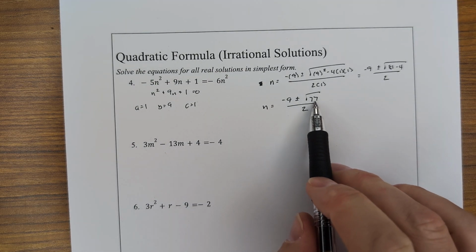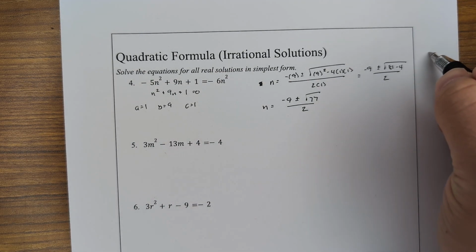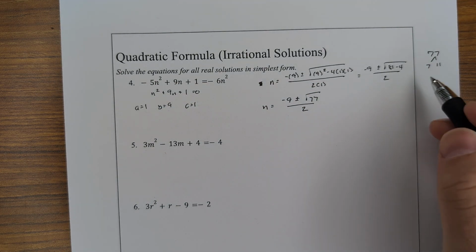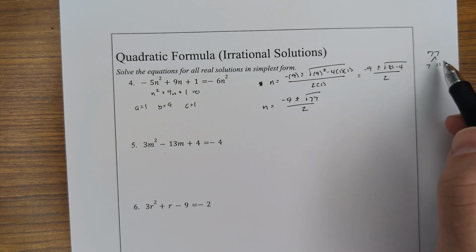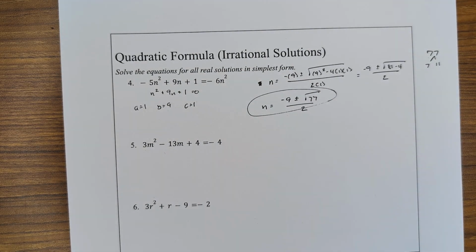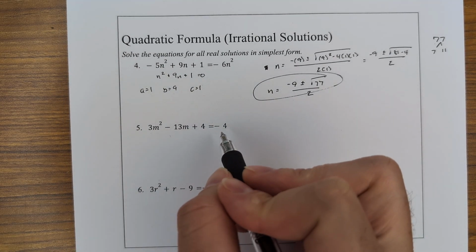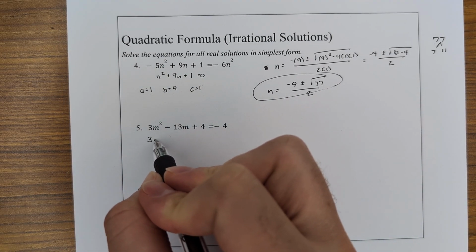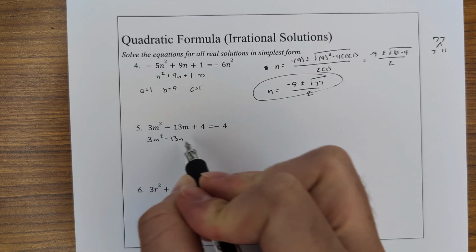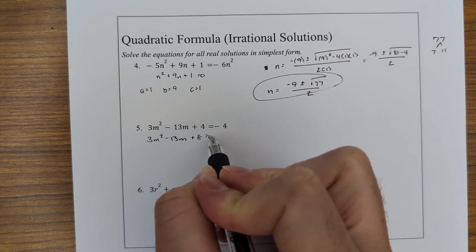So what we should technically do is try to factor tree 77 to see if the root simplifies. 77 is only 7 and 11. There are no other factors, so root 77 can't be simplified, which means that is our solution. The root just stays. Okay, so for 5, add the 4 across, so 3m squared minus 13m plus 8.